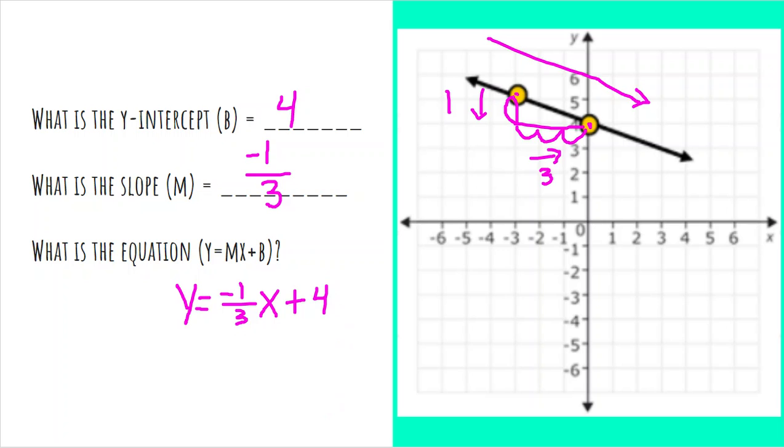All right, so that is how you find an equation when you're given a graph. When you're given a line that's already there and they say, what's the equation? That's how you do it. Start with your y-intercept. That's where it crosses the y-axis, this up and down axis. And then you got to find 2 points and find your slope. After that, you just plug it into the equation and you are done.